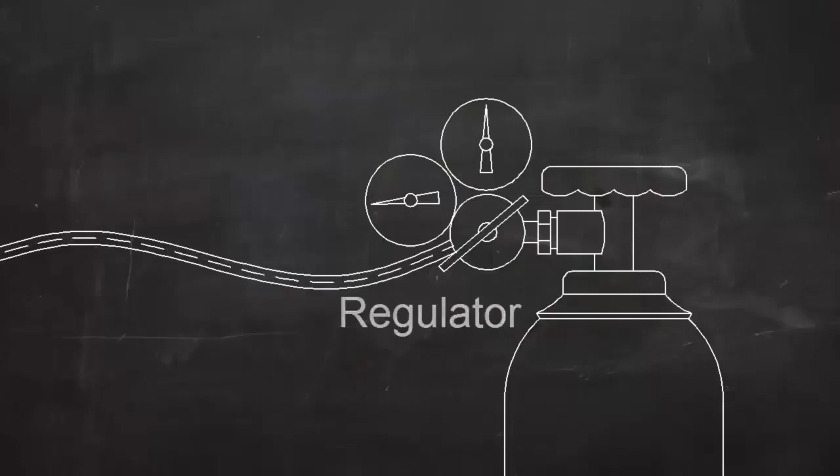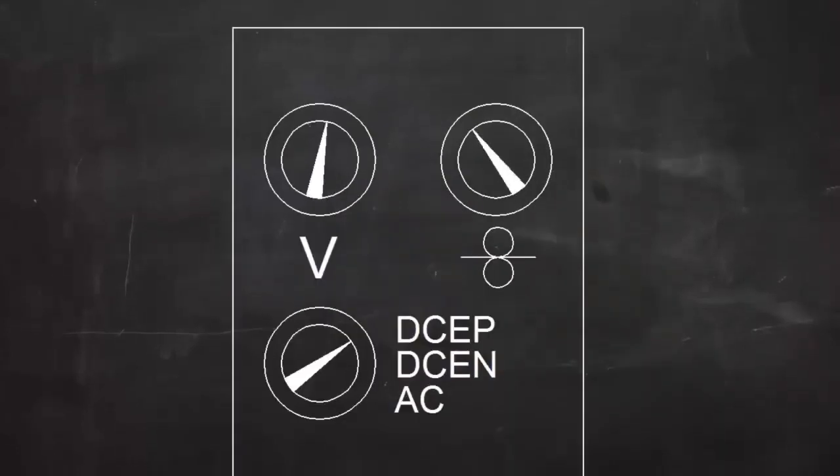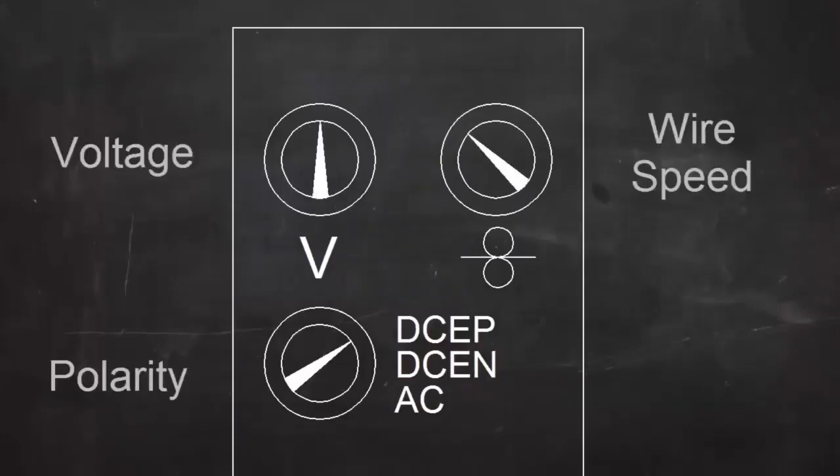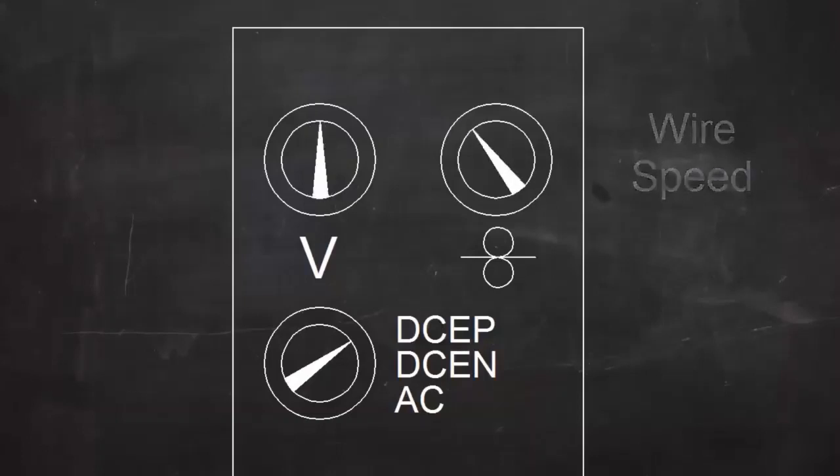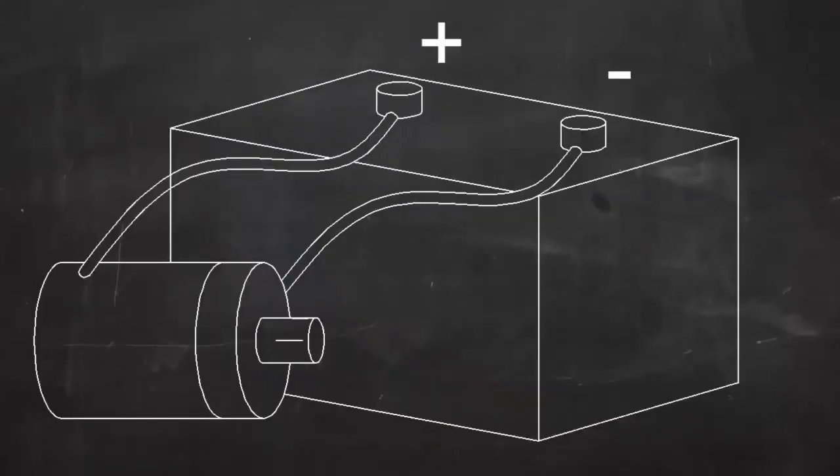In MIG welding, all the machine controls are set on the machine itself. The most important of these are polarity, wire speed, and voltage. The trigger on the gun is just an on-off switch. For most MIG welding, the current is direct current, or DC. DC is like the current flowing from a car battery. One wire is always the negative, and one is always positive.